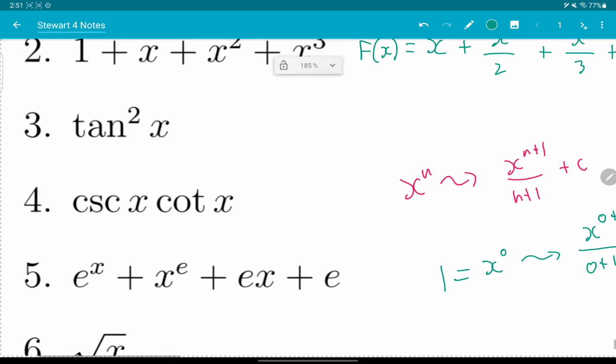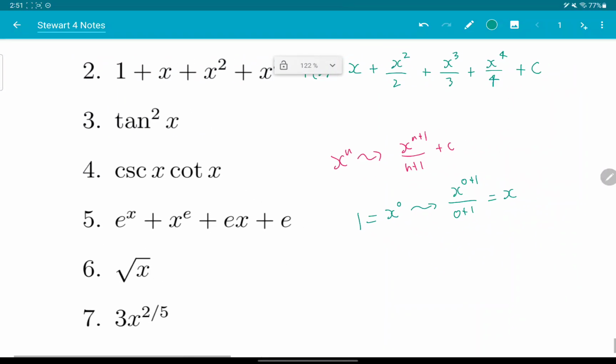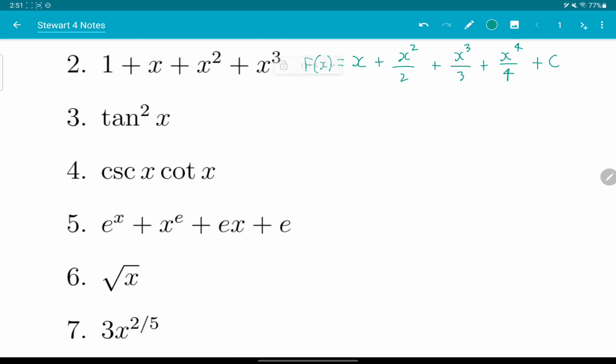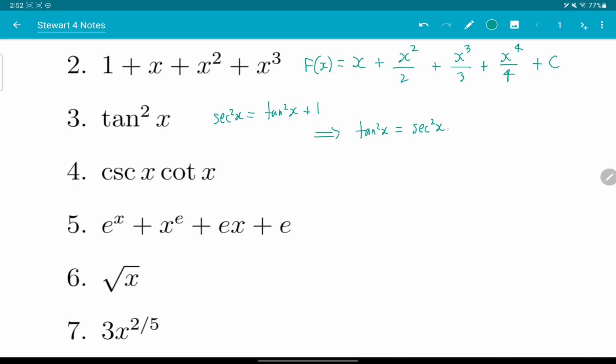just throw it away. Tan squared. Oh, tan squared. I don't know. What is tan squared? This one's tricky. I have to use a rule, right? What is the rule? Secant squared x is equal to tan squared x plus 1, which tells me that tan squared x is equal to secant squared x minus 1. So this is a trig identity I'm using.